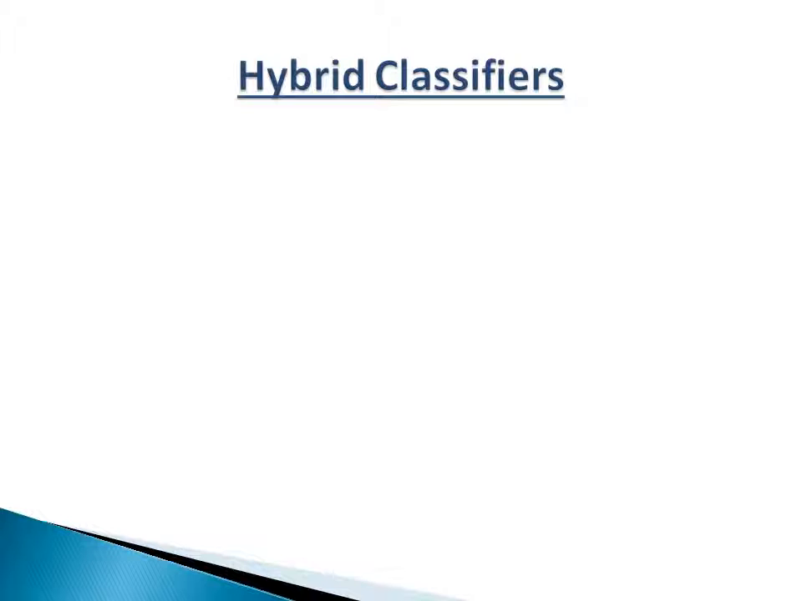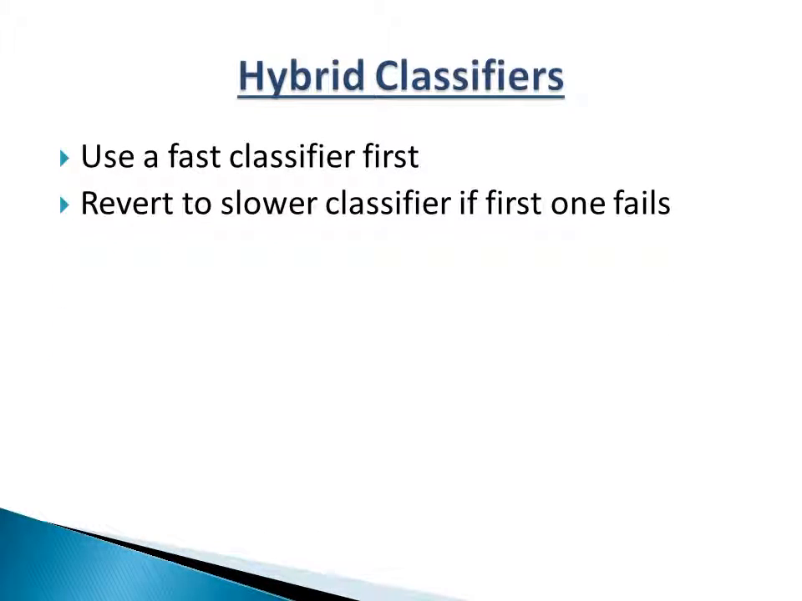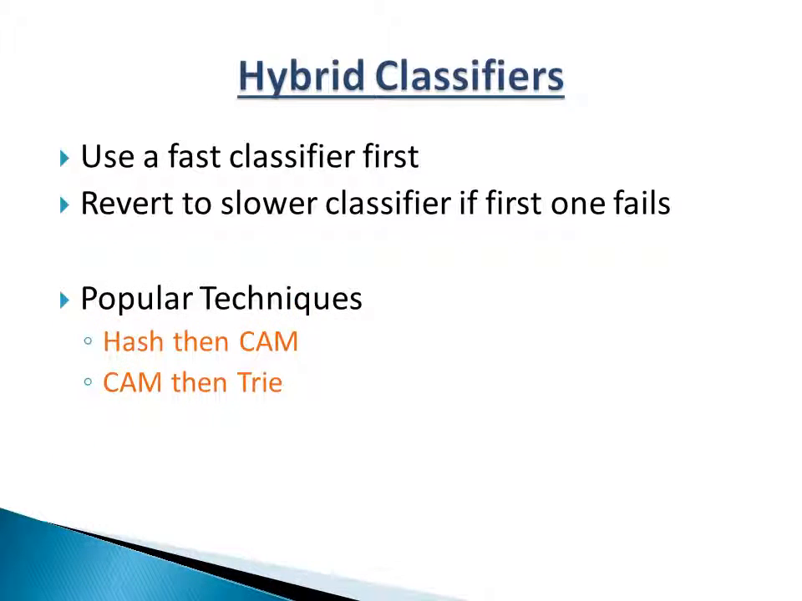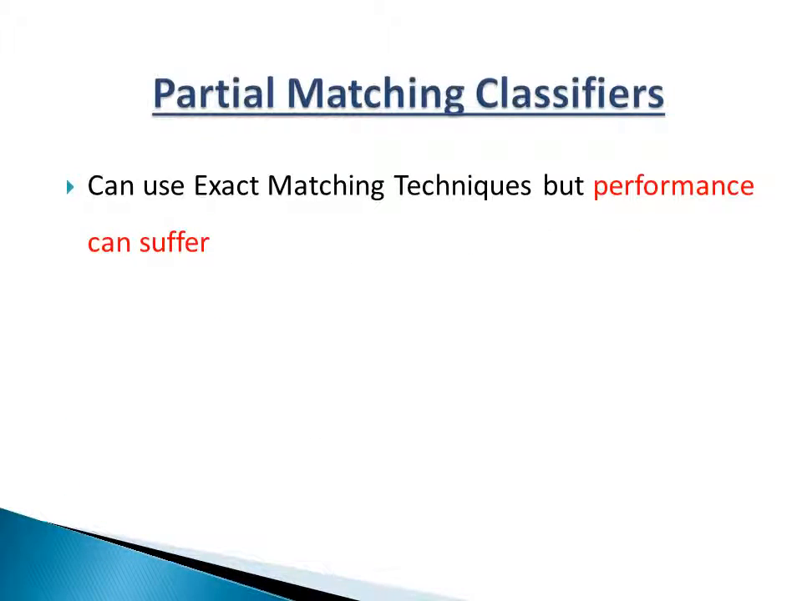To try and achieve better results, hybrid classifiers are used. In this case, we use a fast classifier first, and if it fails, we go back to a slower but comprehensive one. Hash then CAM, and CAM then trie are popular techniques. Next up is partial matching classification. The exact matching techniques can be used here, but they are not the most suitable ones for these classifications, and performance can suffer.